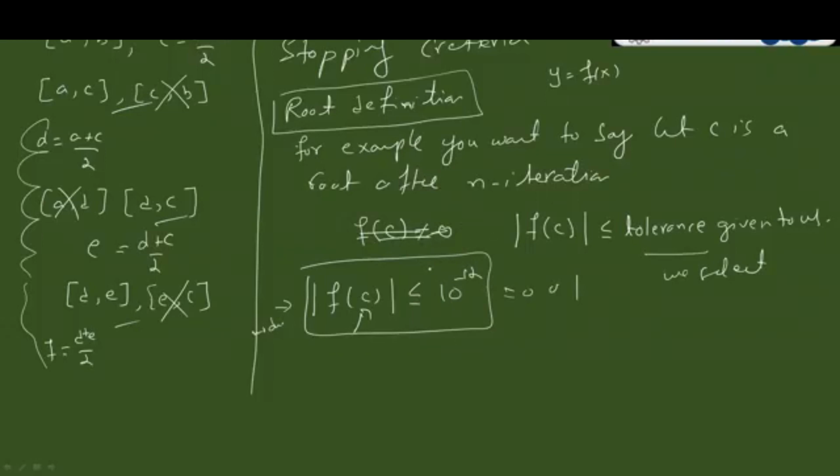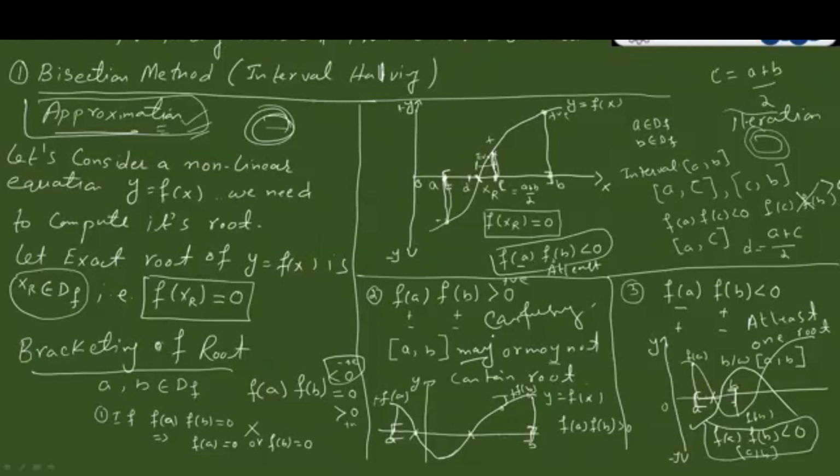Now, what are the issues with the bisection method? It is very simple. No derivation, no calculation. You just need to find the two values which satisfy this condition, then find the midpoint, and then check again for each interval, whichever interval satisfies this condition.